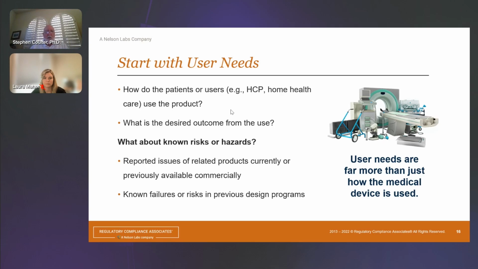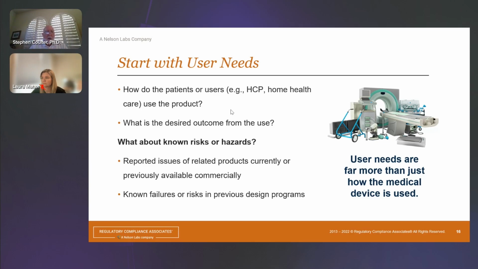So now let's get back to my waterfall model and start with the user needs. We tend to think of user needs, we say, what's the use of the product? And whether I think of the patient or the healthcare provider, home healthcare, clinical nurse practitioner, whatever, it could be somebody using the product on a patient or the patient themselves, we tend to think of those things, direct use of it.